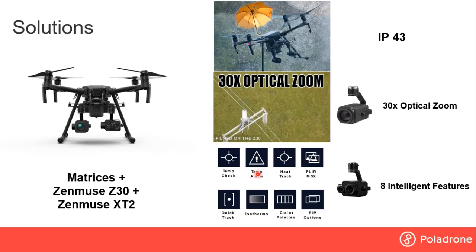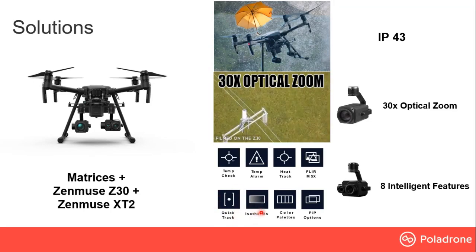This object is higher than 60. You get a heat track. You can easily track the hottest object in your inspection. What FLIR MSX means is they have two types of visuals. One is a normal RGB, another one is the infrared. So what it does is it will overlap these two together to give you a better picture quality of the thermal. Then you can quickly track any object with the quick track function.